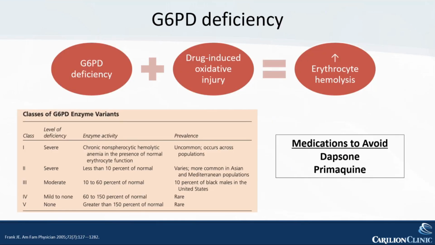So keeping in mind our G6PD deficiencies as being one of our main concerns for hemolytic anemia, when we're starting medications like dapsone or primaquine, we need to make sure we establish the patient's G6PD status. So we have that deficiency plus a drug-induced oxidative injury, and then we see that erythrocyte hemolysis. In terms of the classification of G6PD enzyme variants, we can see a severe G6PD deficiency all the way down to mild to none, and that talks about what your chances are of causing a hemolysis with different levels of deficiency.